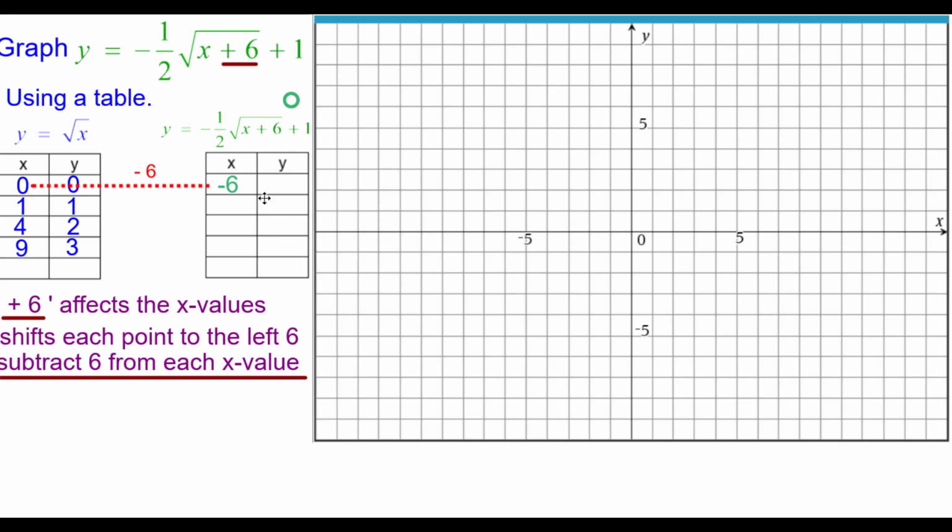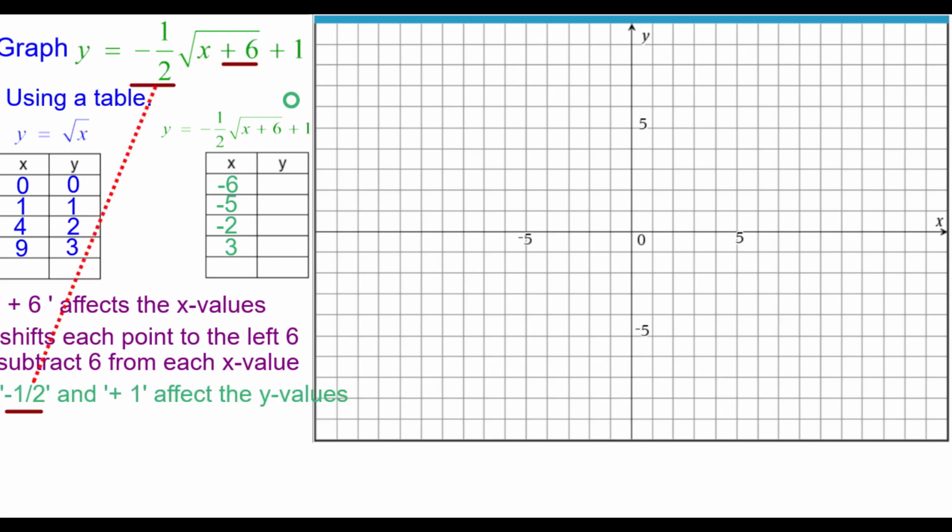We ask that you finish those values right there. Press pause to do that. Resume when you're ready. 1 minus 6, negative 5. 4 minus 6, negative 2. And 9 minus 6 is positive 3. So those are the x coordinates.